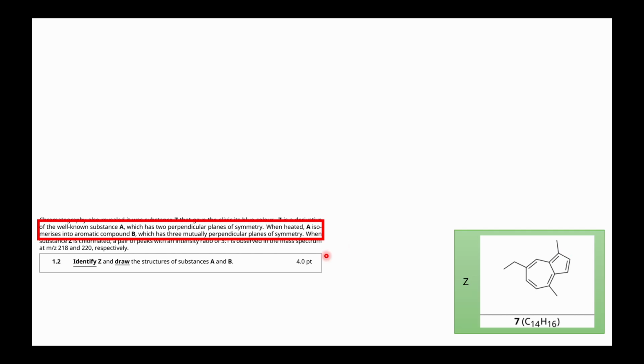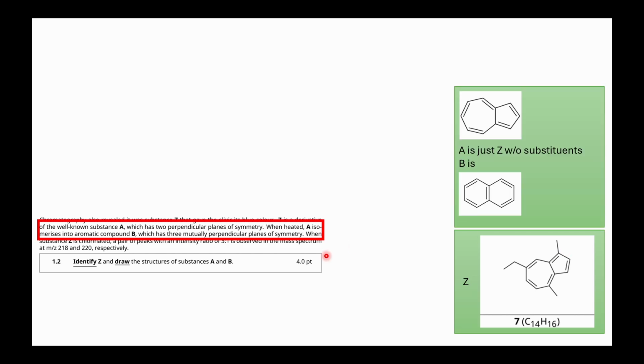We're also told that when heated, A isomerizes into aromatic compound B. Z is kind of aromatic by the core of it, and A is also aromatic, but there's an even more well-known aromatic, which is B. I think this is naphthalene, and there aren't many possibilities. You can just imagine it, and then it looks like this. Another thing is you can count the double bond equivalent of A, which is 1, 2, 3, 4, 5, 6, 7.